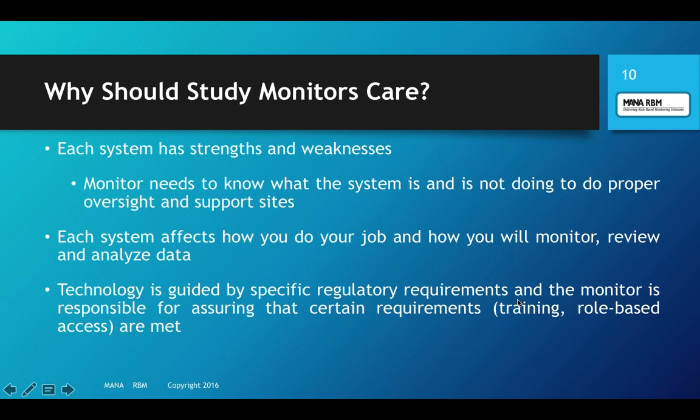And then finally, technology is guided by specific regulatory requirements, and you are responsible for assuring certain of those requirements are met. So training is a big one. Usually the training up front is not a problem because everybody gets trained at the beginning. The problem is when you start to have site turnover, when you have maybe new versions of software or new forms or whatever. Documenting this training is a key part. We'll talk about it more.